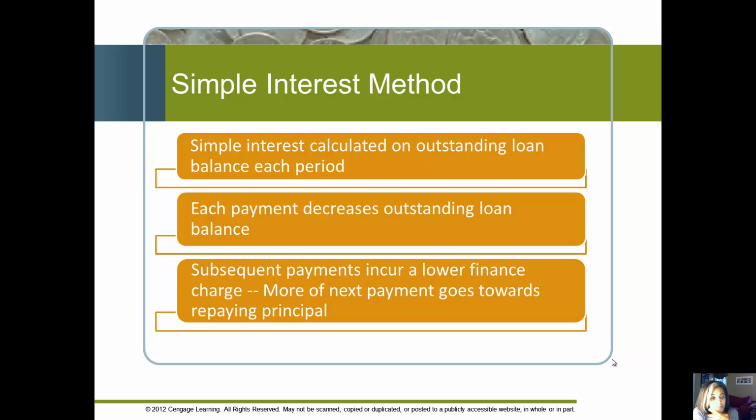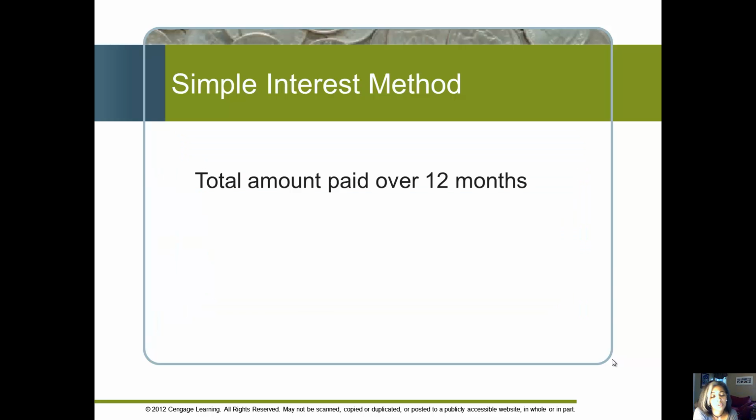So on the simple interest method, the interest or finance charge is calculated on the outstanding loan balance each period, and the payment decreases the outstanding loan balance. So your later payments would actually have a lower finance charge because it's based on a lower balance. And so that's why we're saying the amount that goes to principal and interest changes even though the payment amount stays the same. So in the beginning, much more of your payment goes toward interest, and as that balance goes down, more of it goes towards principal.